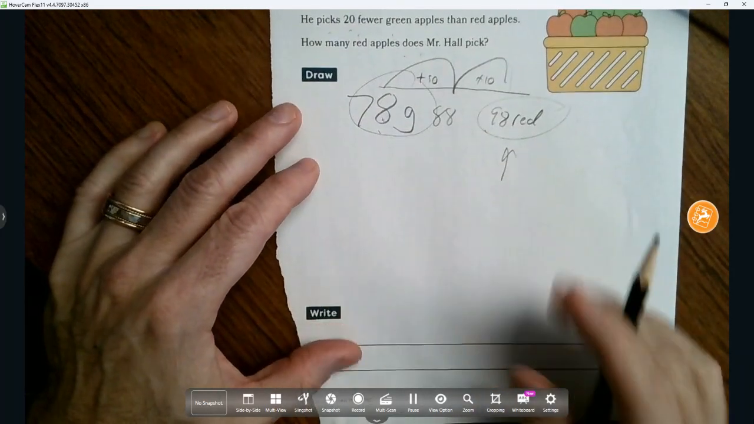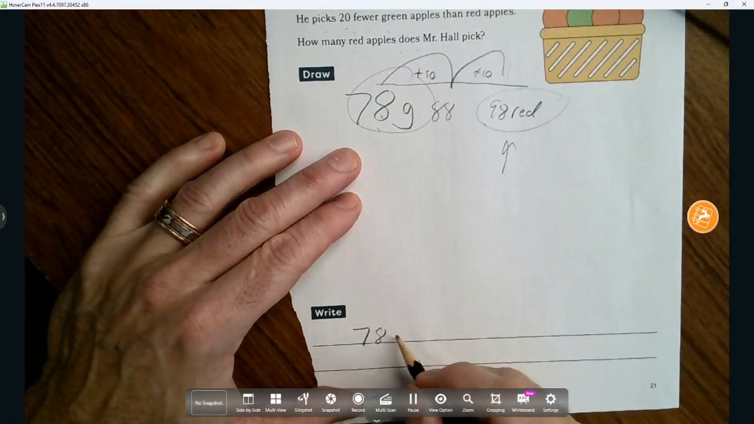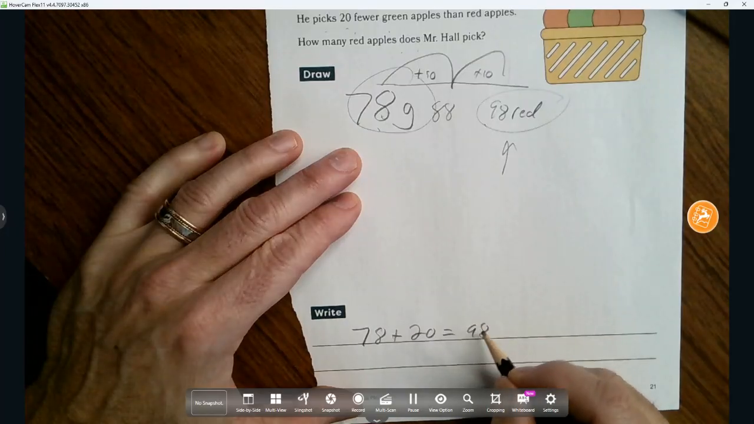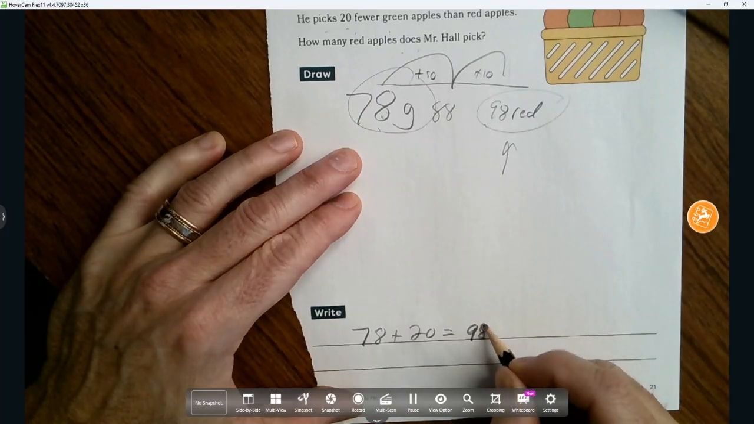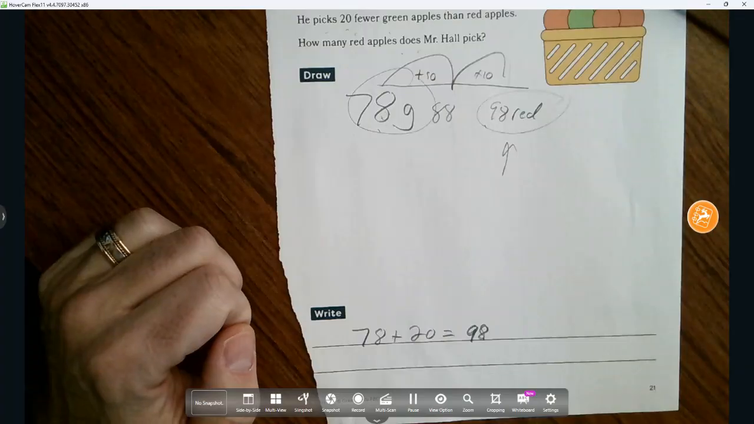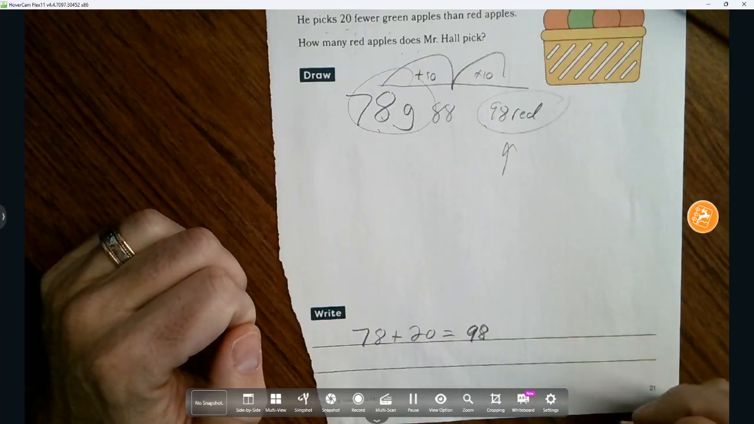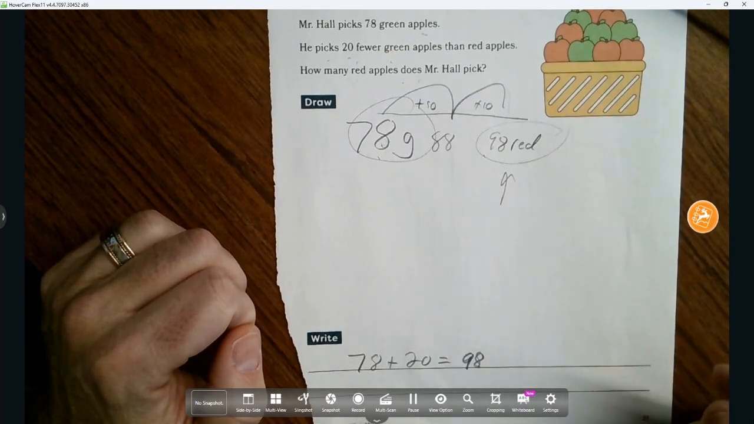So down here, you can write 78 plus 20 equals 98. Tell the teacher what you did, write it out. I took the 78 green apples. I added 20 more apples because there were fewer green apples than red apples, so I needed more. And put that on there. All right?